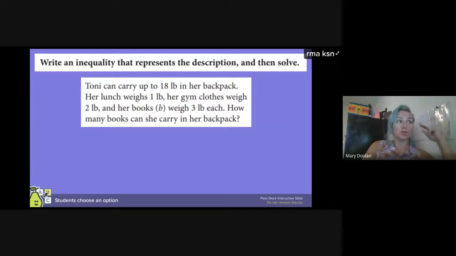So you're going to choose. You only have 2 options. And if you look at those 2 options, there's only one difference, and it's the symbol. So which one of those is the correct inequality to represent our situation?